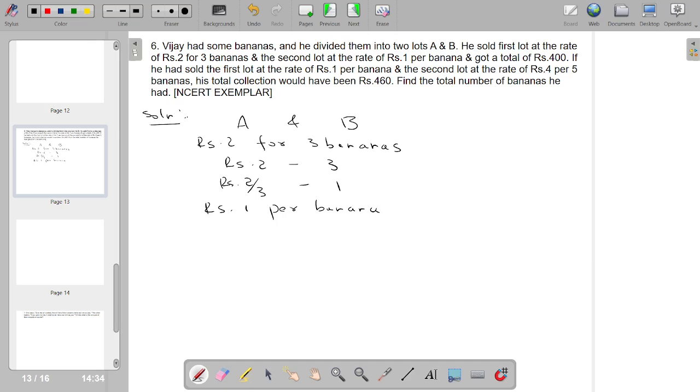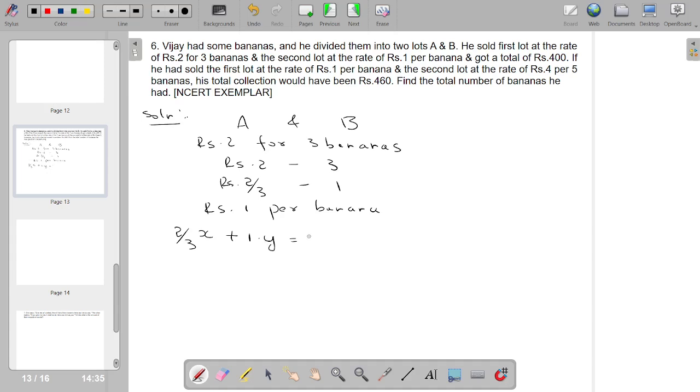And got a total of 400 rupees. Let's frame this as an equation actually. So first lot A, he has sold at the rate of 2 by 3 per banana. This is the cost per banana. For how many bananas? We don't know that. So let's say this as X. We don't know how many bananas are in lot A. That we have to find out. Plus lot B has been sold at rupees 1 per banana. How many bananas? We don't know. So take this as Y.